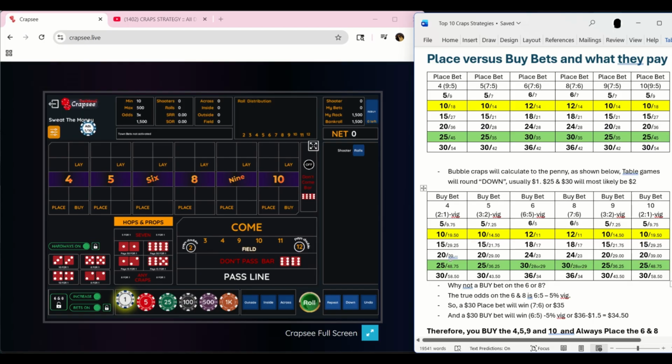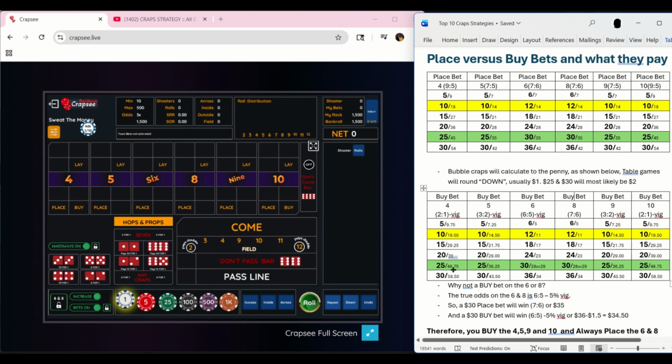Okay. So on a $25 bet on the 4, 25 divided by 1 is 25, times 2 is 50, minus your percentage is 48.75. The casino is going to probably take $2 and make it a $48.